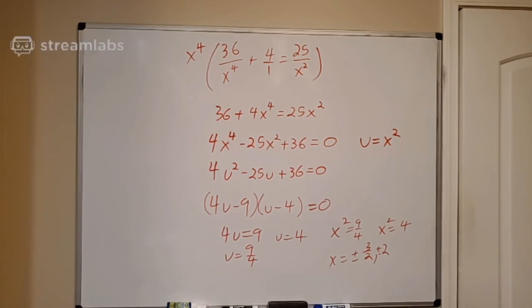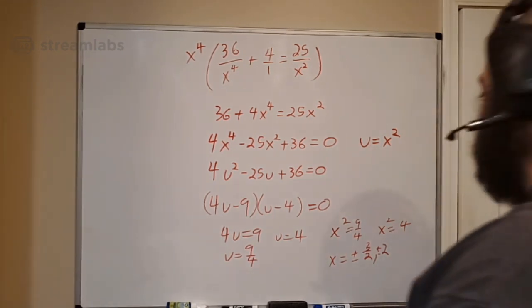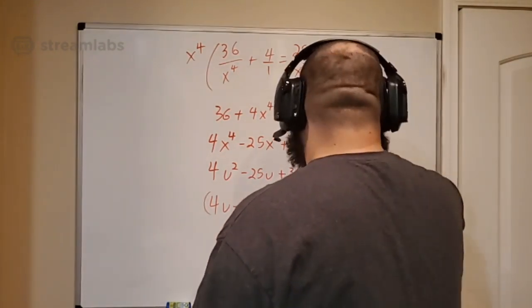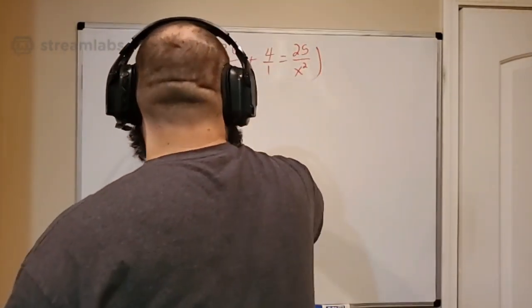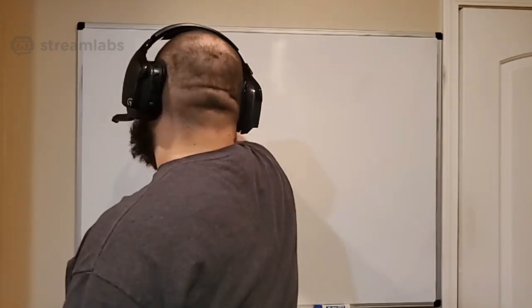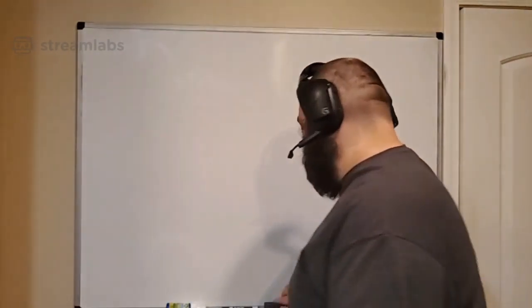All right, moving on to number 4. Find the set of values of k, which means there's more than one most likely, for which the line intersects the curve at 2 distinct points. Okay, what the heck does that mean? Yeah, I don't know. I watched a video. Okay, what does it mean that it intersects at 2 distinct points? They said the discriminant is greater than 0.